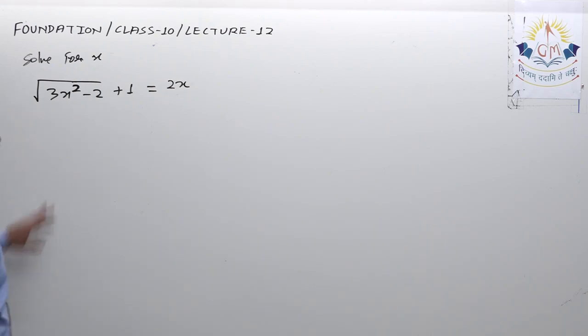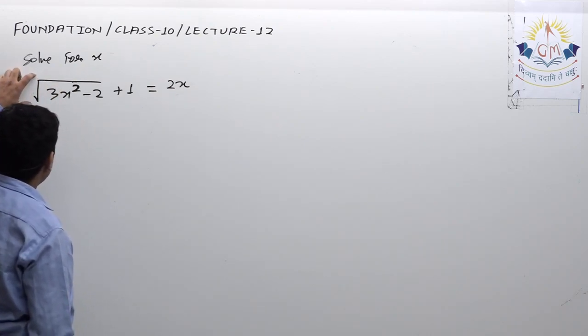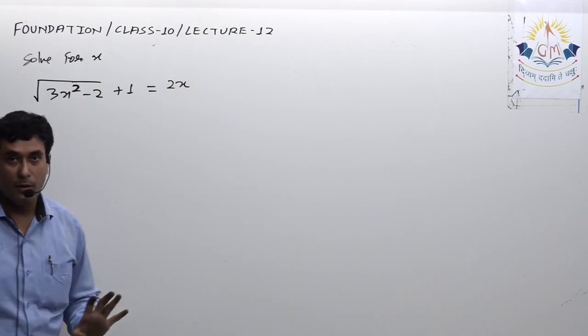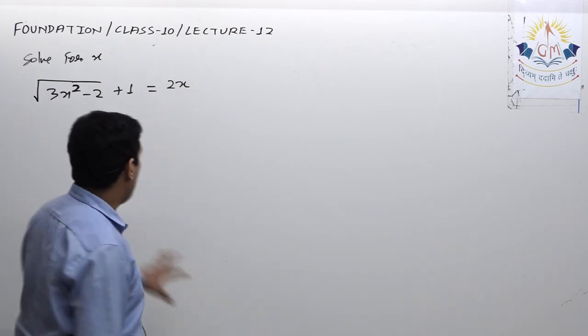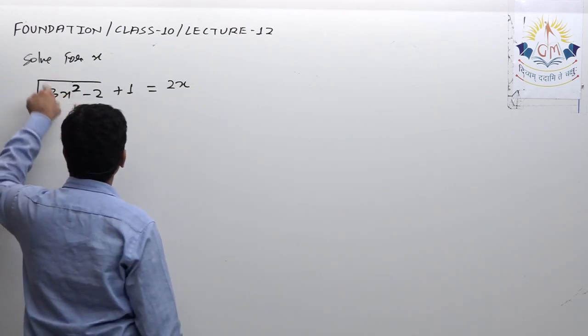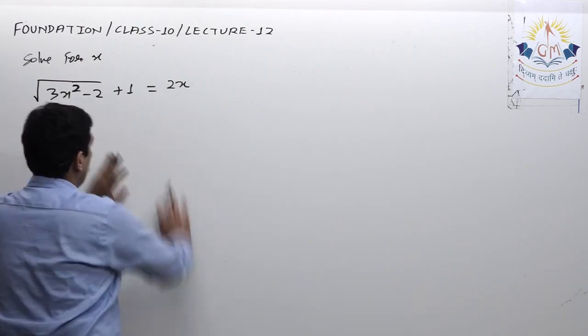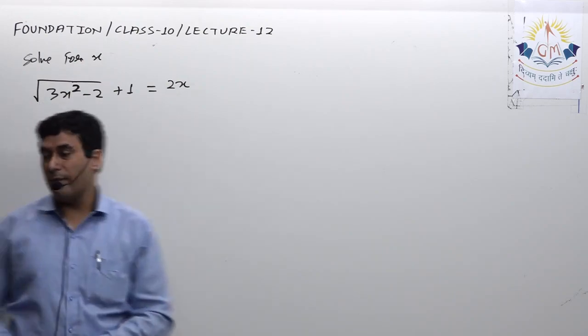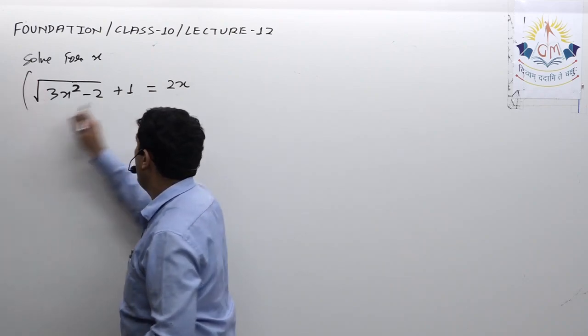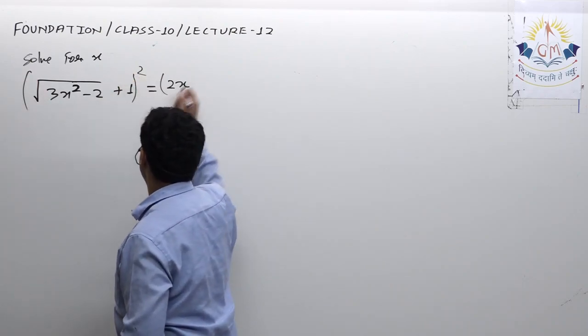Square root of 3x square minus 2. Now first of all we have to remove this square root sign. To remove the square root sign, we have to make the square of both sides. That is the only way. But if I square, suppose I make like this.